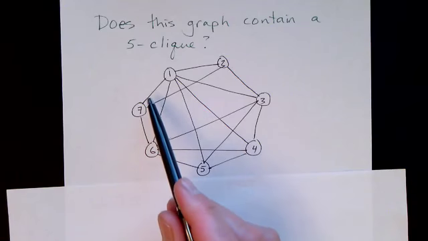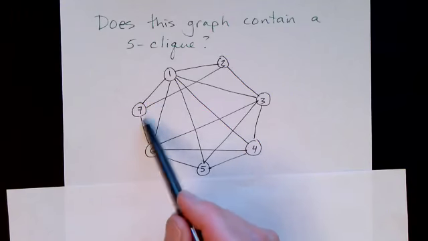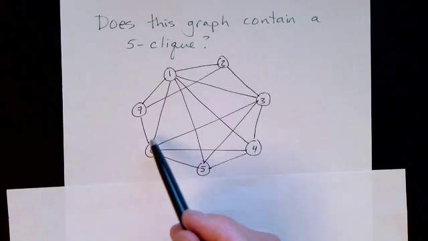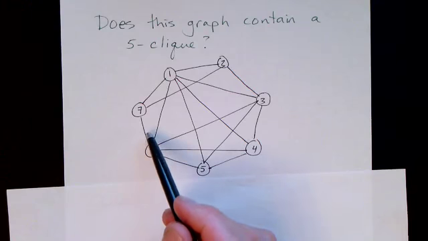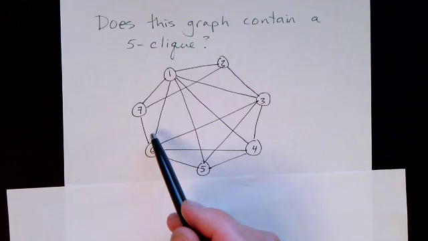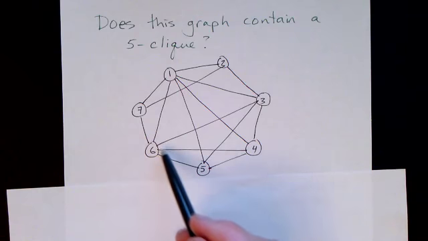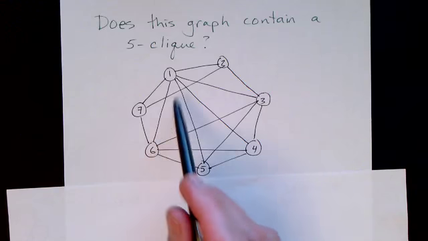Well, certainly 7 is not part of a 5 clique because it only has 3 connections, and 6 might be part of a 5 clique. Every node in the 5 clique should have at least 4 edges, 4 to the other nodes in the clique. This one has 1, 2, 3, 4, 5. I can see a 5 clique here.